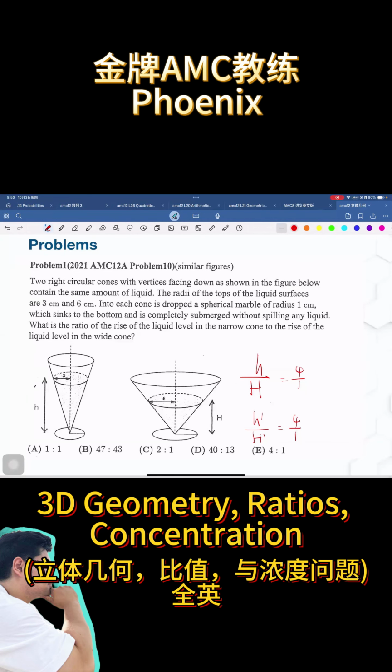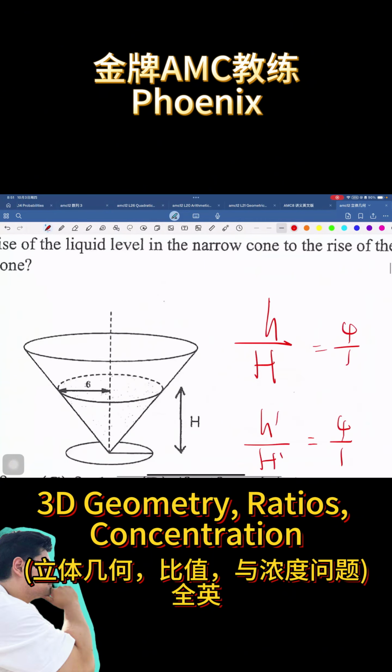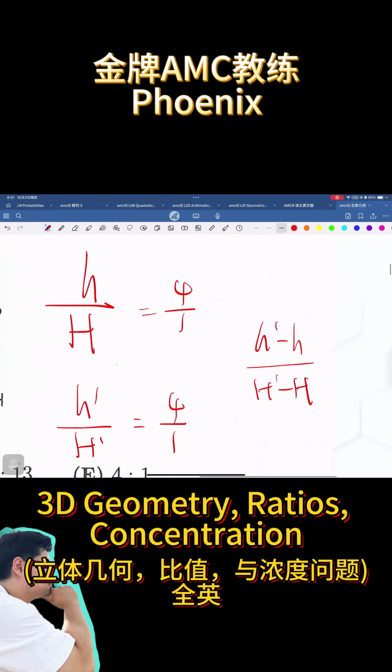And then what's this problem asking about? It's asking about the rise, right? Which is the h prime minus h over H prime minus H, the ratio of this. So actually this is one of the properties of ratios. Think about it as if you're thinking about a mixing problem for a solution in chemistry. For example, there's like a 50% sodium solution.